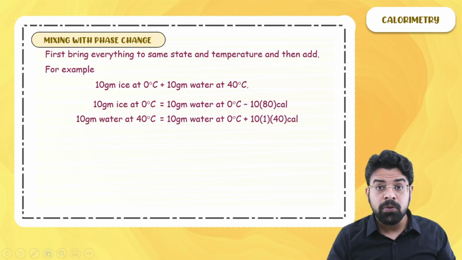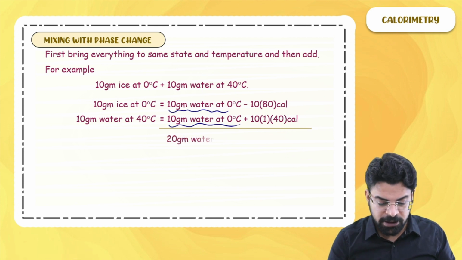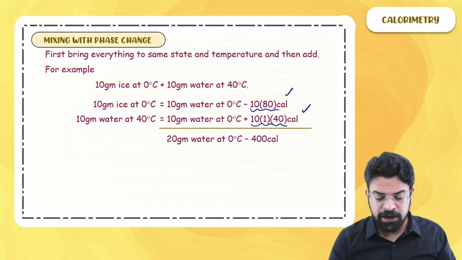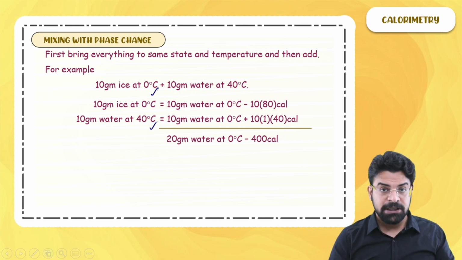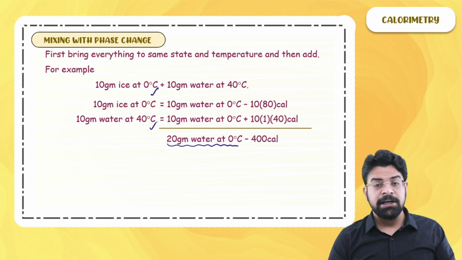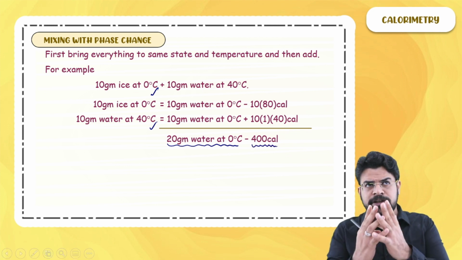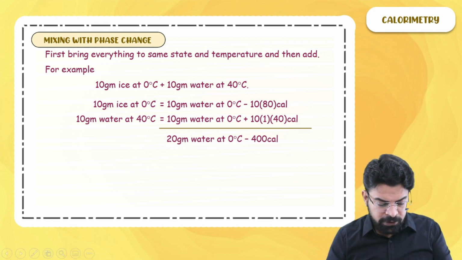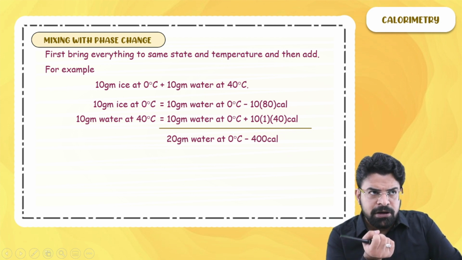Now doing this, you can do addition. When you add them up, you have got 10 gram of water at 0 plus 10 gram of water at 0. This becomes 20 gram of water at 0. Here you have got minus 800 calorie, here you have got plus 400 calorie. Minus 800 plus 400 gives you minus 400 calorie. So you can think of the mixture of these two as having 20 gram of water at 0, from which you are going to extract 400 calorie. If you have got water at 0 and you extract heat, taking out 400 calorie, what will you get? It will start to freeze.